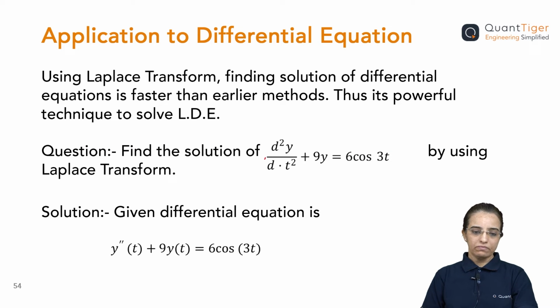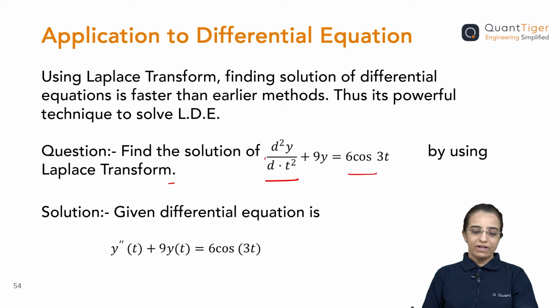Now I have written briefly what I have told just now. Using Laplace transform, a differential equation can be solved very fast and easily. So it's a very powerful technique. So the given question is d square y by dt square plus 9y is equal to 6 cos 3t. The given equation is d square y by dt square plus 9y is equal to 6 cos 3t, and by using Laplace transform we have to simplify it.